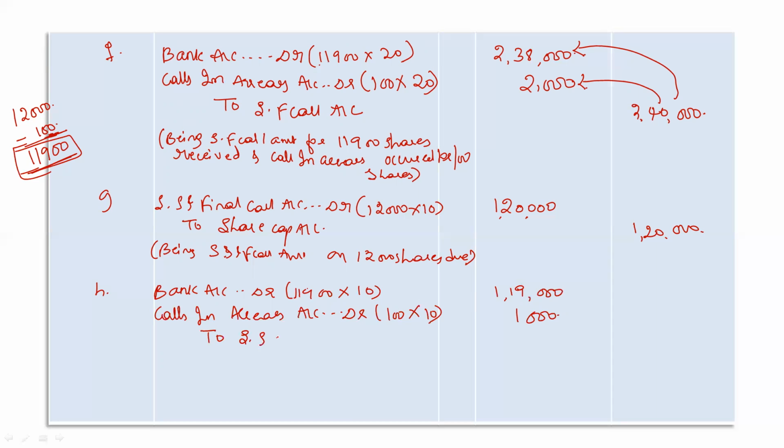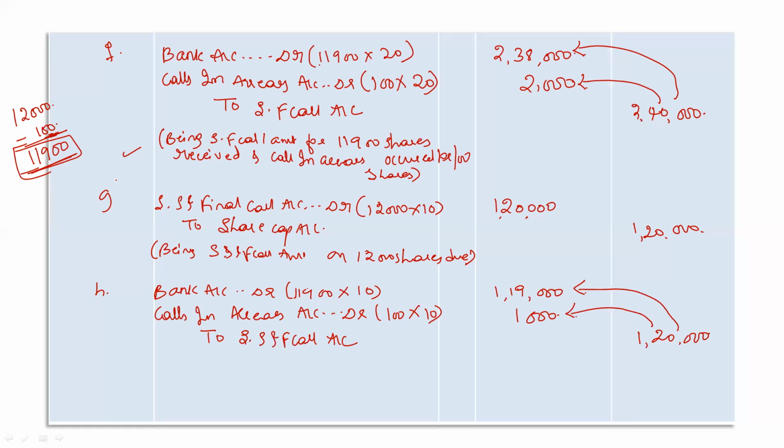Share second and final call account is credited with 1,20,000. It means the total second and final call amount is 1,20,000. Out of that, into the bank account the company received 1,19,000 rupees, and 1,000 rupees the company couldn't receive, which is the loss for the company. You can write the same narration, just change the number of shares.